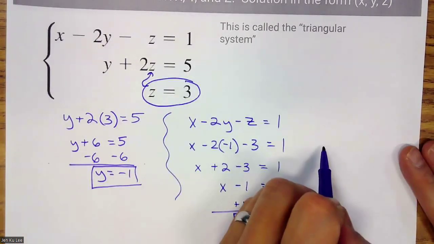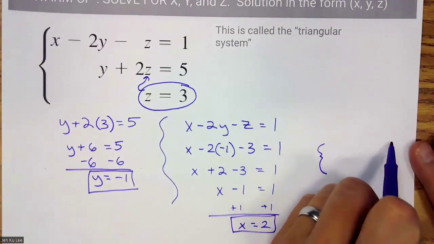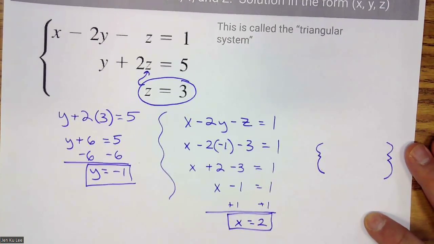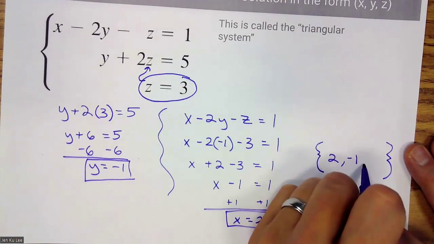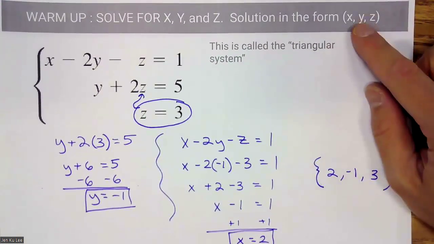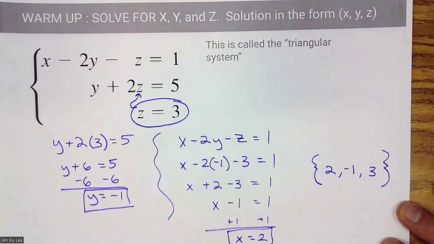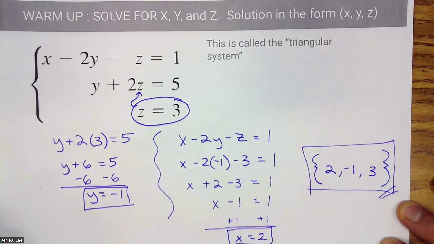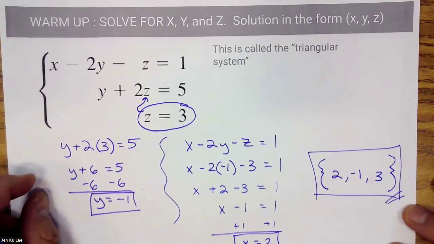Okay? So my solution is going to be written in fancy brackets: x, comma, y, comma, z. Just like here, instead of the parentheses, you're going to use fancy brackets. And that's my solution. Simple, right? Questions on this warm-up?